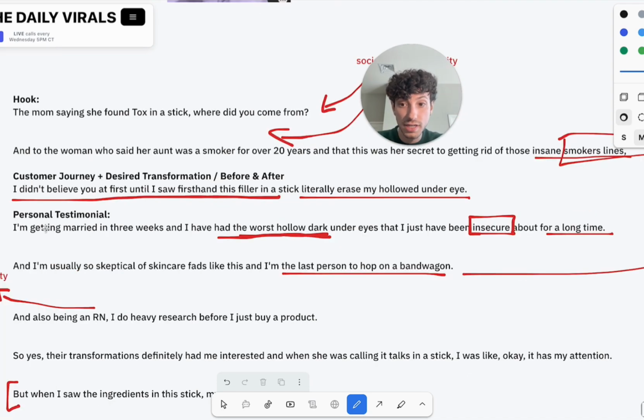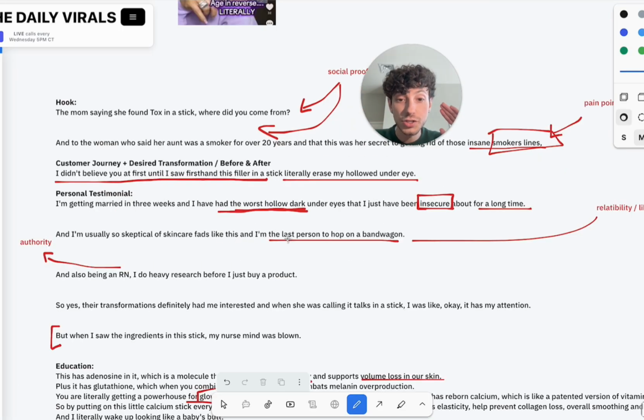Then we have a personal testimonial. I'm getting married in 3 weeks and I have the worst hollowed under eyes. I've been super insecure, pain point, twisting the knife, for a very long time. Then she keeps going through that customer journey. I'm usually so skeptical of skincare fads like this, and I'm the last person to hop on a bandwagon. She's relating to the customer. She's going through the exact same thing that her customer is going through as well.